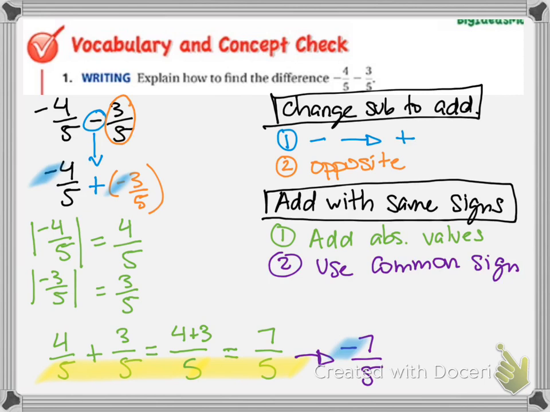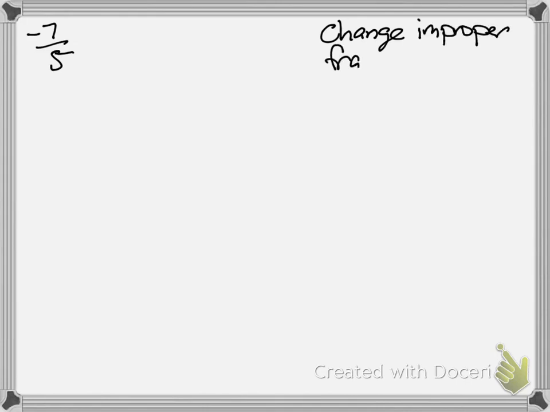Okay, so that is technically an answer, but a lot of times your teachers are going to want you to change any improper fractions into mixed numbers. So let's do that. We have -7/5. So now I'm on the step change improper fraction to mixed number.